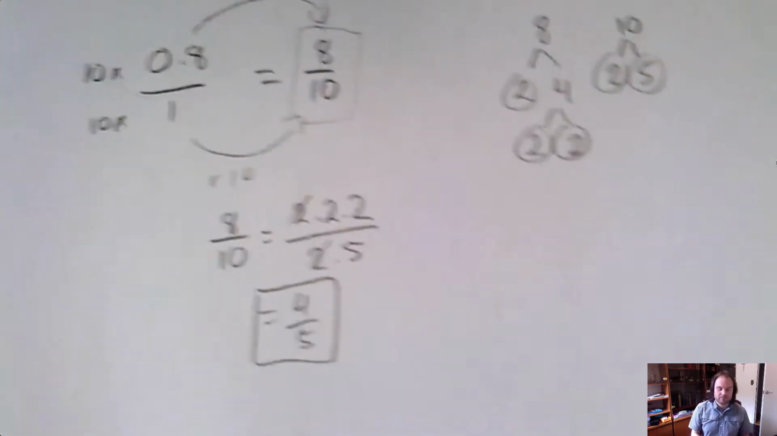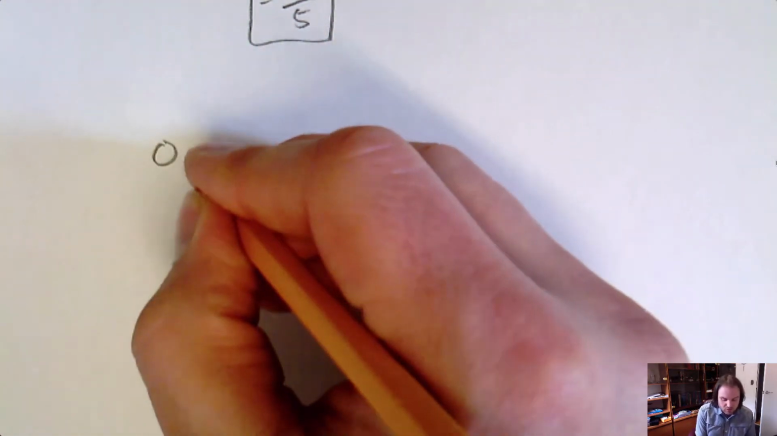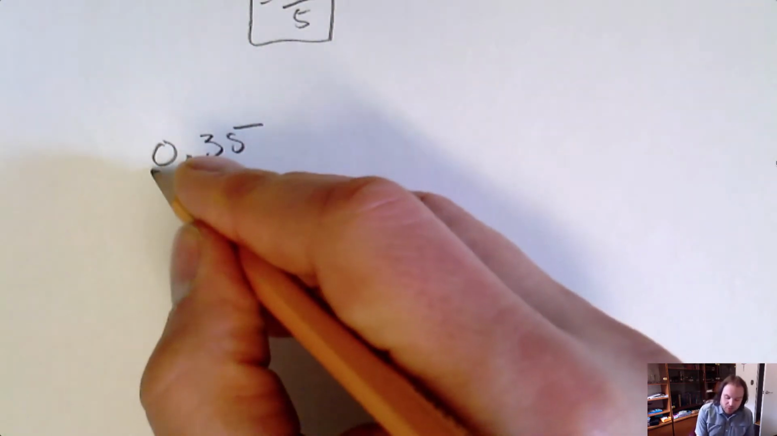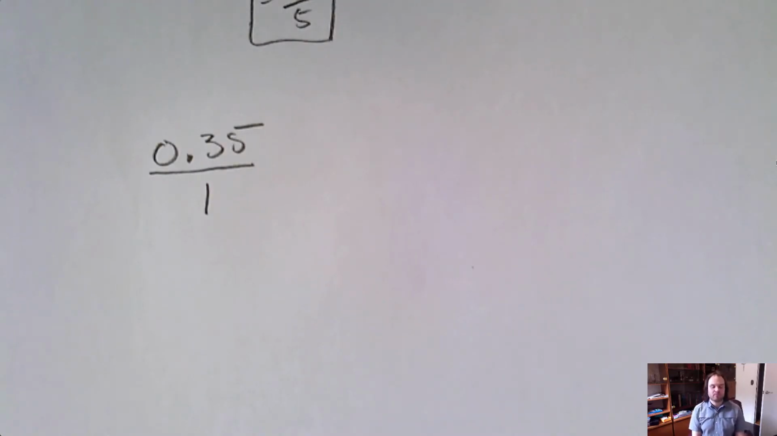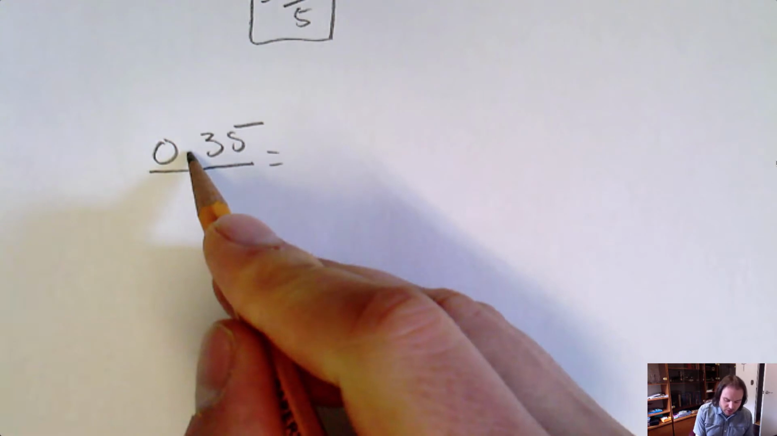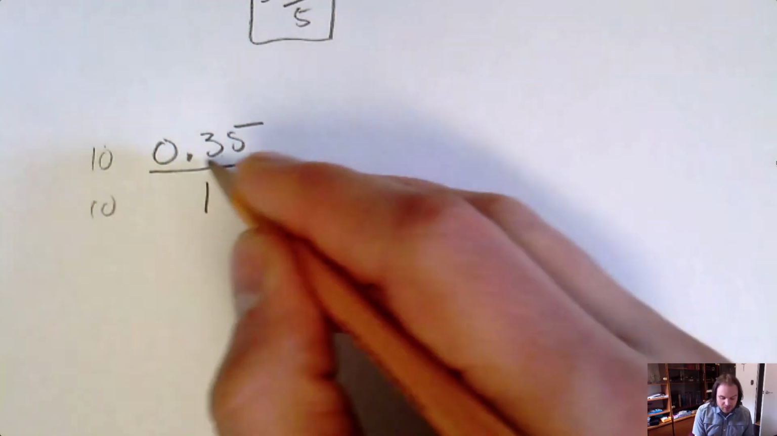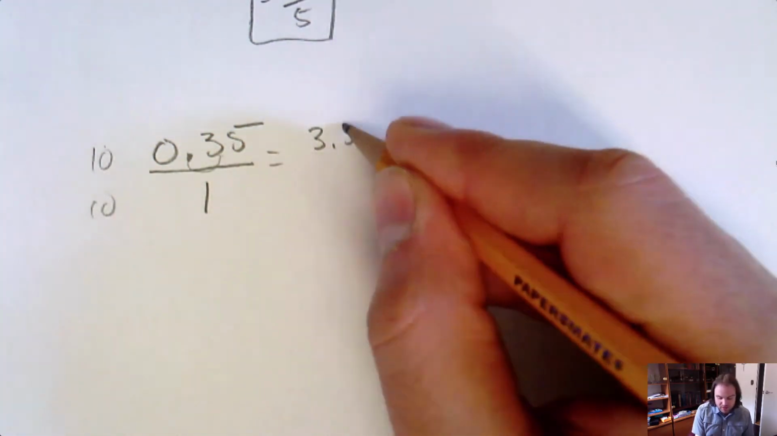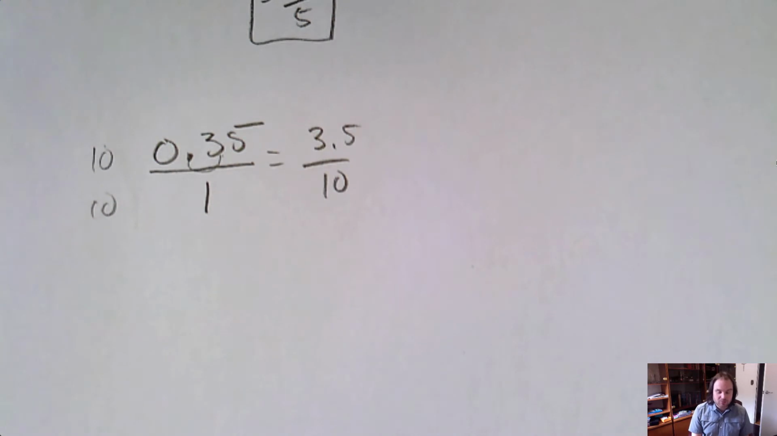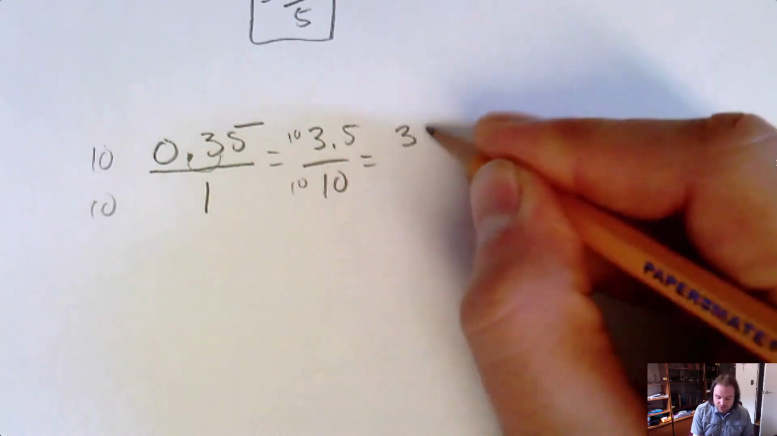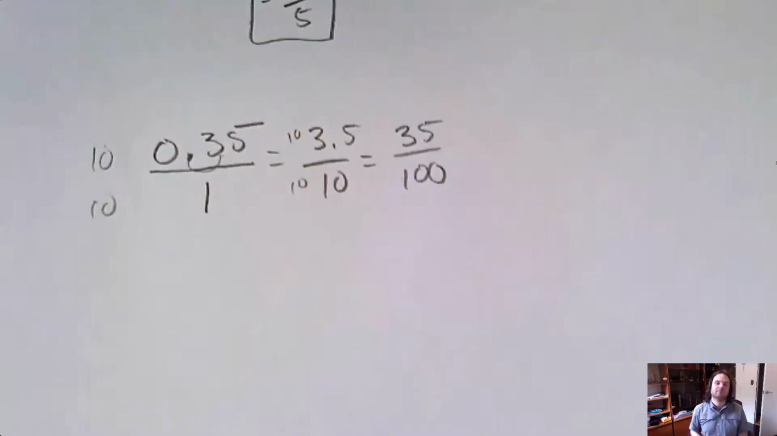Let's try another one. Let's try 0.35. So once again, let's start off by putting it over 1. Okay? I want to make this equal to some sort of fraction. Now let's get rid of my decimal places. If I multiply everything by 10, that only moves the decimal place once, so I end up getting 3.5 out of 10. So let's multiply everything by 10 again. Move the decimal place one more time. That's going to give me 35 over 100.